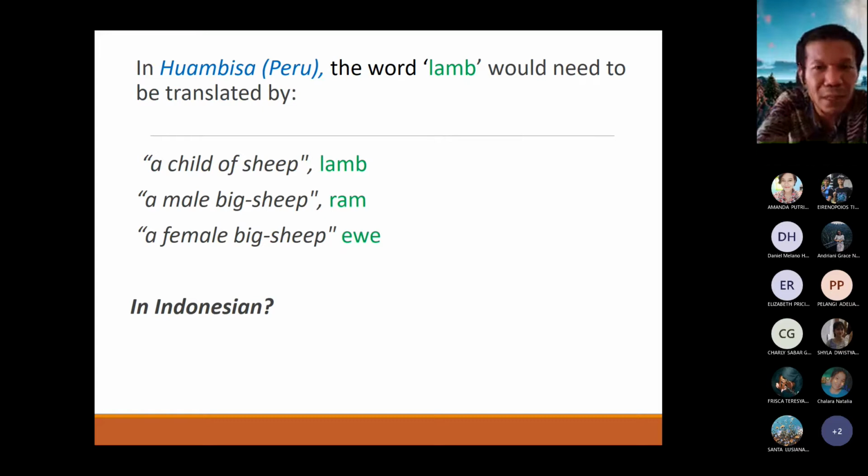Okay, this is also the same example. In Huambisa, the Peruvian language, the word lamb, they also tend to have different explanations. Lamb means a child of sheep, ram a male big sheep, and ewe is a female big sheep. So they have similar thoughts with English, but in Bahasa Indonesia, we just translate it into domba, right? Domba, is it lamb, domba, or sapi?